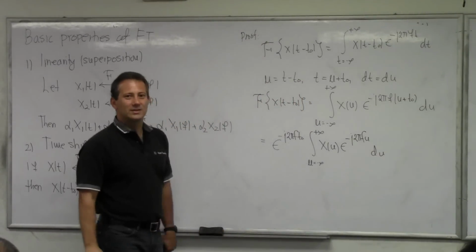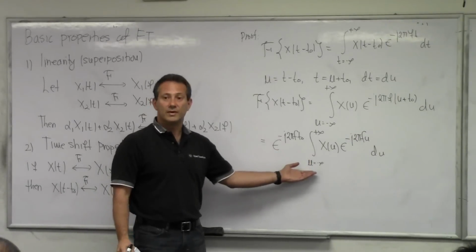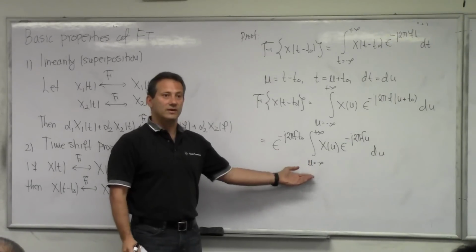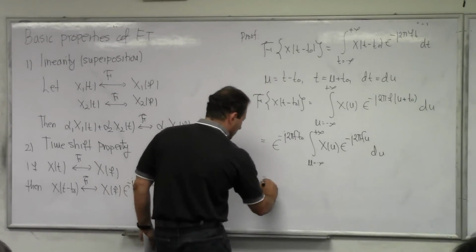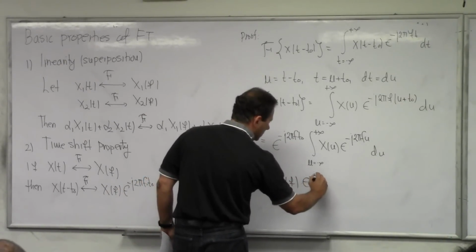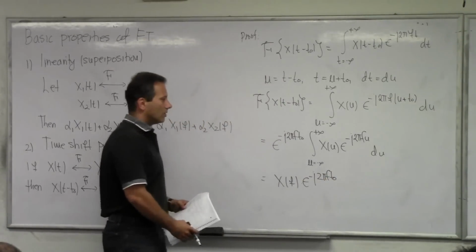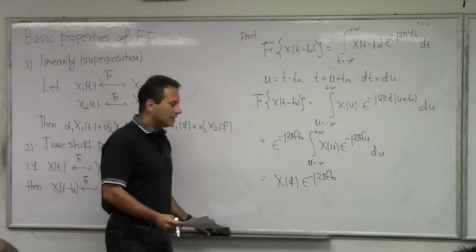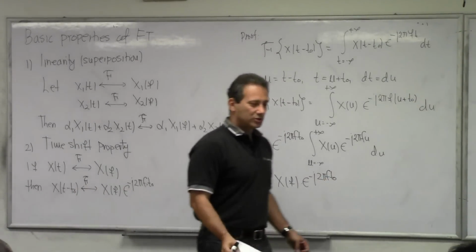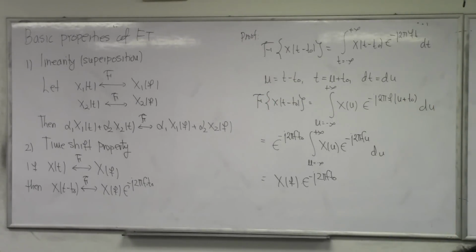So what is the value of this integral? This is the same as the Fourier transform of x of t. So this is X of f. So here I have X of f times e to the minus j 2 pi f t0, right, which we wanted to prove. And this is where most books stop, right, because they say, okay, that's the proof, let's move on. But that's where mathematicians stop.